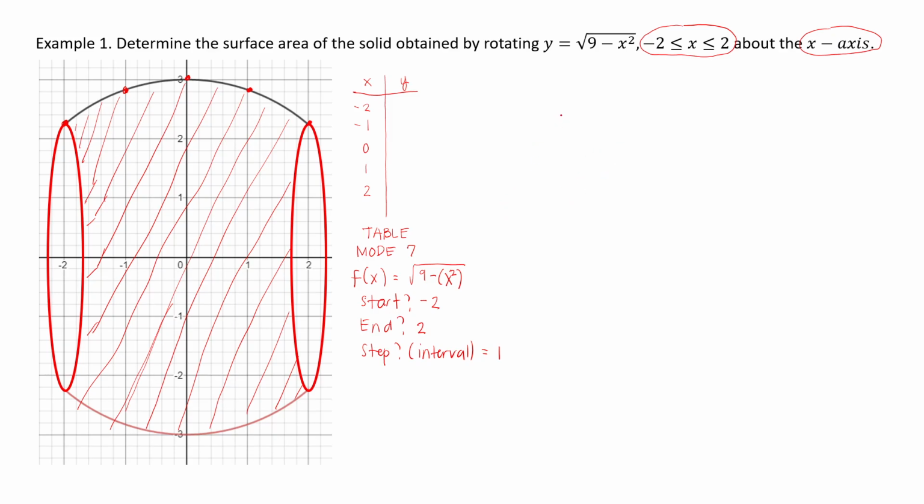Okay, so this time we're going to use the formula. So 2 pi integral of, again, we're rotating about the x-axis, so our radius is y, and then square root of 1 plus, again, since we are in the x direction, that would be dy over dx squared. So from x1 to x2.